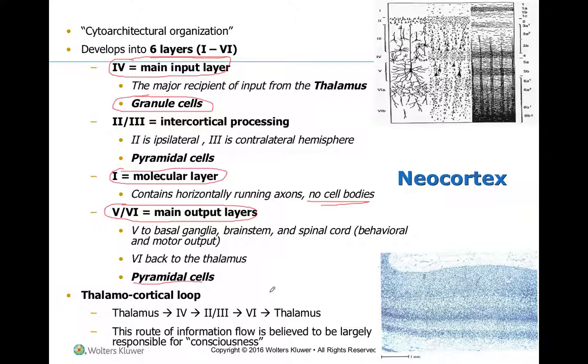So there are thalamocortical loops, where you have the thalamus sending information to layer 4, which is our main input layer, then to layers 2 and 3 for intercortical processing, then to layer 6, then back to the thalamus.